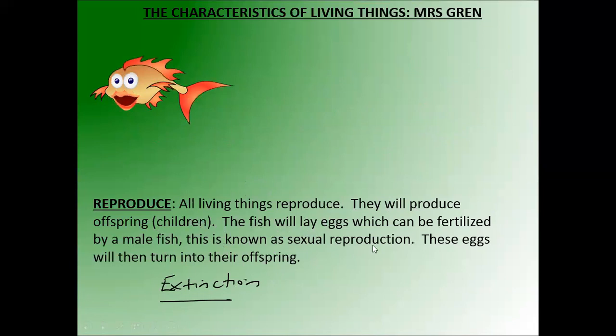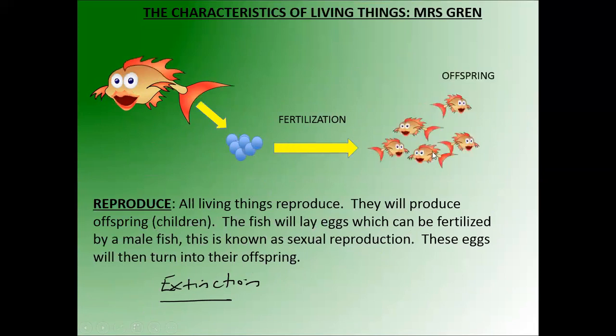The fish will lay eggs, which can be fertilized by a male fish. This is known as sexual reproduction. These eggs would then turn into their offspring. So now, for example, it's going to lay the eggs here. Here's an example of the egg. Then what happens is the egg becomes fertilized. And after that, there are lots of offspring from the same fish. So this is called reproduction. All living things should reproduce so that they can increase the number of organisms present in the world.